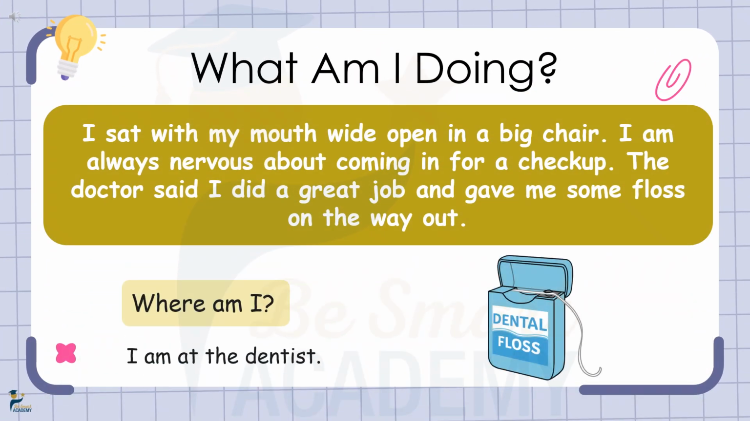Another example to make inferences. What am I doing? The text is, I sat with my mouth wide open in a big chair. I am always nervous about coming in for a checkup. The doctor said I did a great job and gave me some floss on the way out. Where am I? Based on the text and our knowledge, we can infer that the author is at the dentist.